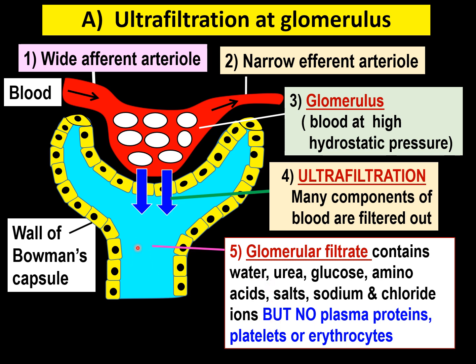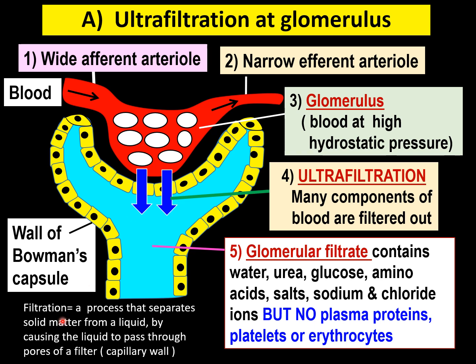But this glomerular filtrate will not contain plasma proteins, platelets, or erythrocytes, because these are too big to pass through the wall of the blood capillaries. So they remain in the blood. Plasma proteins like globulin, albumin, and fibrinogen will stay inside the blood. Platelets and erythrocytes too.